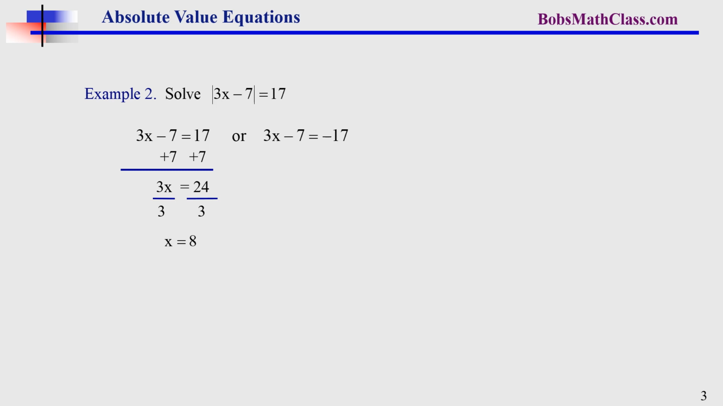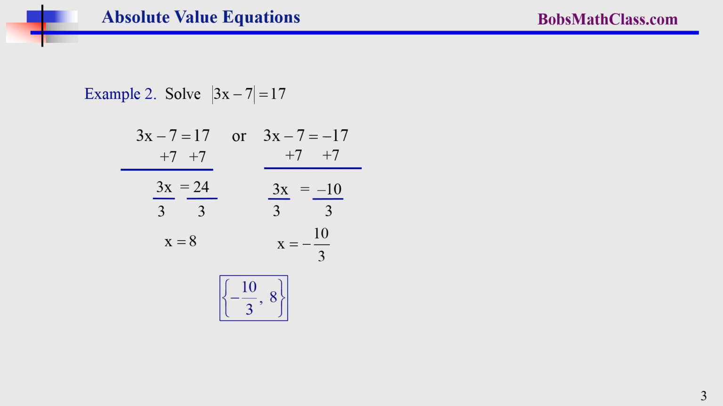Now let's solve the equation on the right-hand side. Same steps. Add 7 to both sides. 3x equals negative 10. Now divide both sides by 3. And you can leave it as an improper fraction, x equals negative 10/3. Put our solution in a set. In set notation, the negative 10/3 is written first.